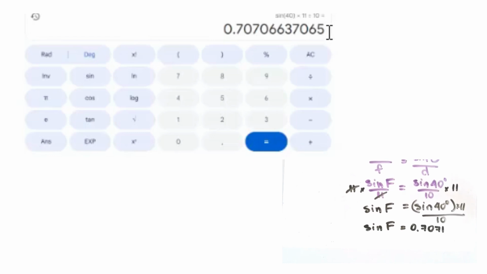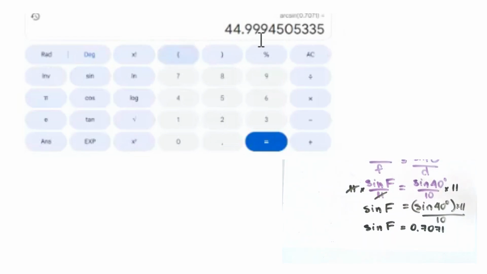Well, actually, let's try that. So now I'm going to take sine inverse of 0.7071. And by the way, if your calculator says arc sine, that's totally normal. That's just another way of saying sine inverse. And I get 45 degrees.